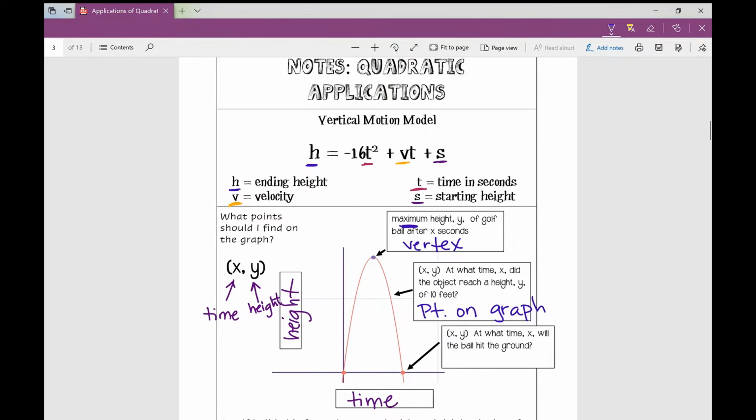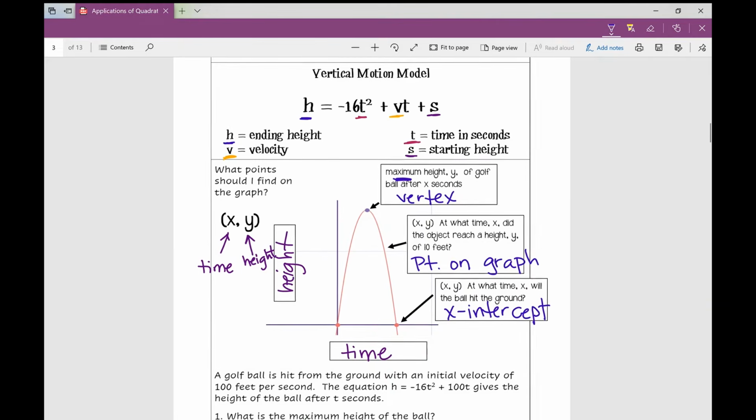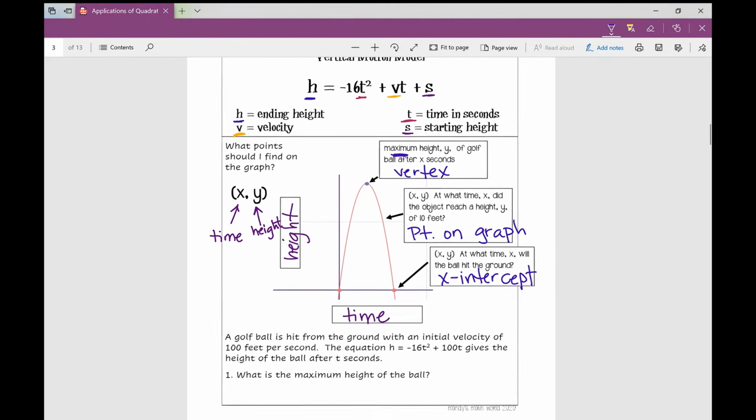And then, as you can see, I have an arrow pointed to this solution right here, this x-intercept. In this case, it says at what time x will the ball hit the ground? So at what time will the height be 0? We're looking for an x-intercept here. So we can refer to this as we solve some of these problems. So let's look at the first problem.